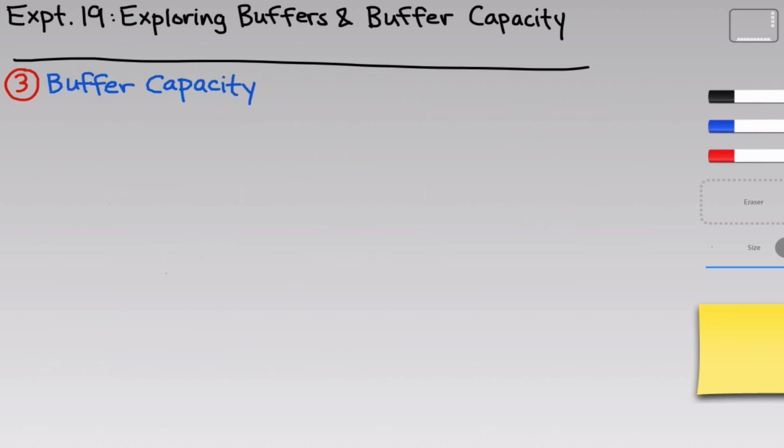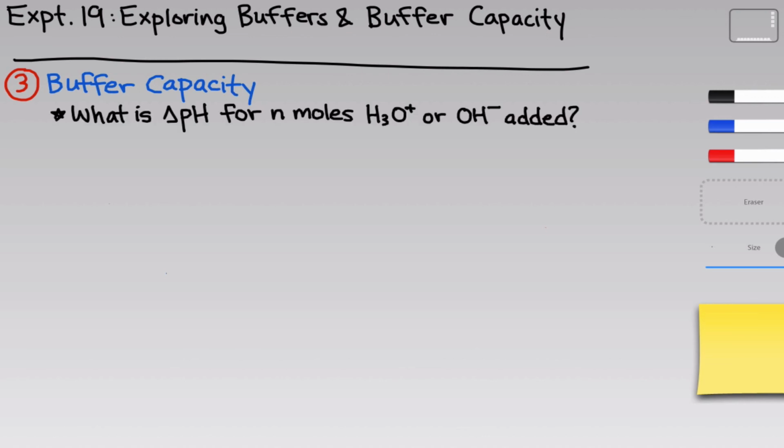Finally, let's quantify the ability of a buffer to resist changes in pH by discussing buffer capacity. So the key question with buffer capacity is, what's the change in pH when we add some number of moles of H3O plus or hydroxide to a buffer solution? For a good buffer, the delta pH value should be relatively small. We'll talk about what relatively small means and what our point of reference will be for this experiment shortly, but it should be relatively small for a buffer because buffers can resist changes in pH.